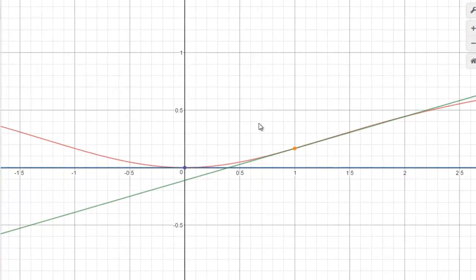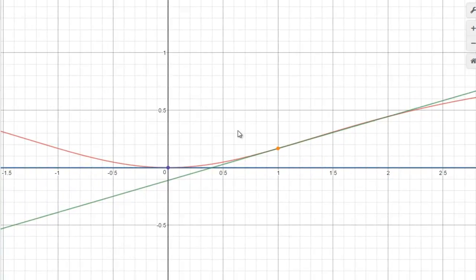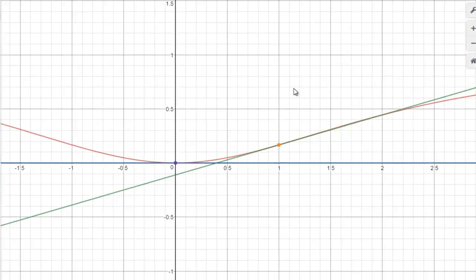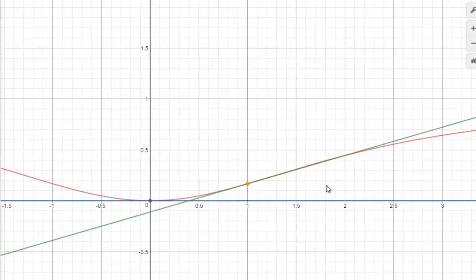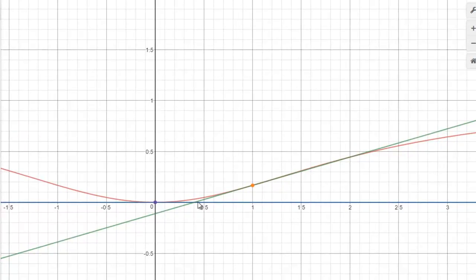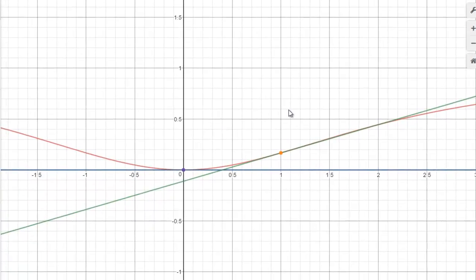Now, looking over here, the second question that I just kind of made up was to find the equation of the tangent line at x equals 1. So here is the point x equals 1 comma f of 1. And the green line here is the tangent line at that point 1 comma f of 1. Now, do notice that this is a kind of weird tangent line in the sense that, look, it crosses over the red curve.